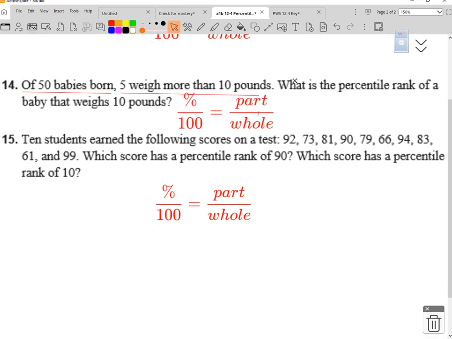So we're going to use a percent proportion and fill in the given things.